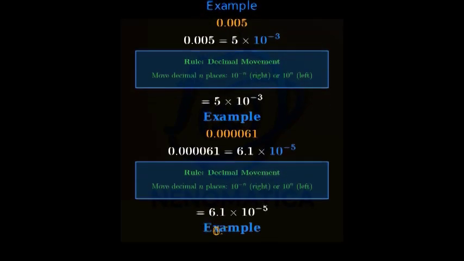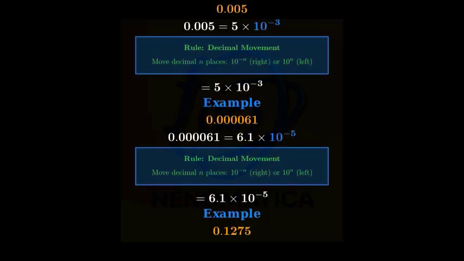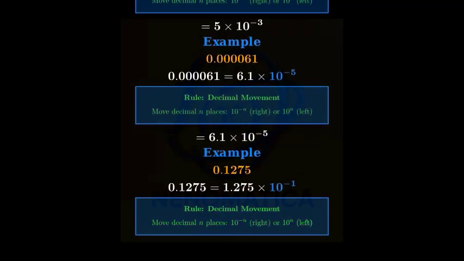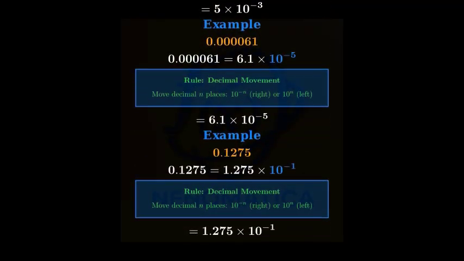Now let's look at our third example, 0.1275. Following the same process, we'll move the decimal point until we have a number between 1 and 10. For 0.1275, we need to move the decimal point 1 place to the right to get 1.275, which is between 1 and 10. Since we moved the decimal point to the right, the exponent will be negative. So 0.1275 in scientific notation is 1.275 times 10 to the negative 1.